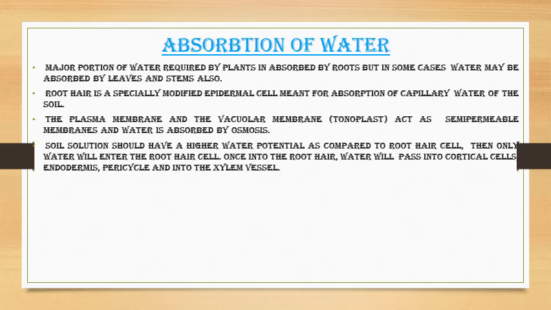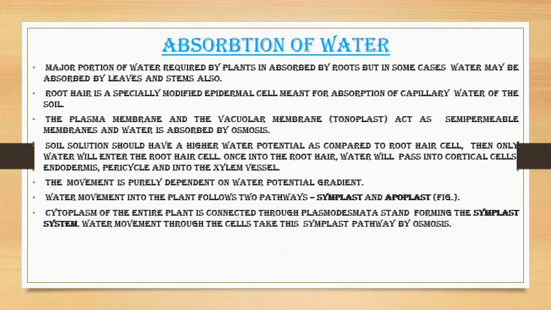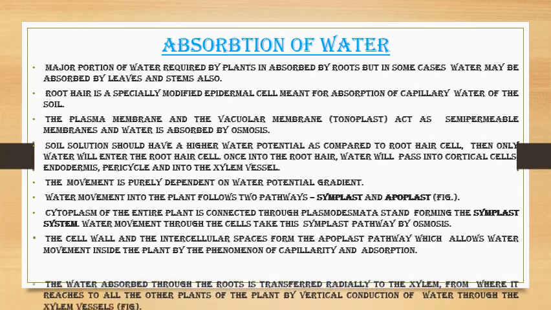Once into the root hair, water will pass into the cortical cells, endodermis, pericycle and into the xylem vessel. The movement is purely dependent on the water potential gradient. Water movement into the plant follows two pathways, symplast and apoplast. The cytoplasm of the entire plant is connected through plasmodesmata strands, forming the symplast system. Water movement through the cells takes this symplast pathway by osmosis. The cell wall and the intercellular spaces form the apoplast pathway, which allows water movement inside the plant by the phenomenon of capillarity and adsorption.